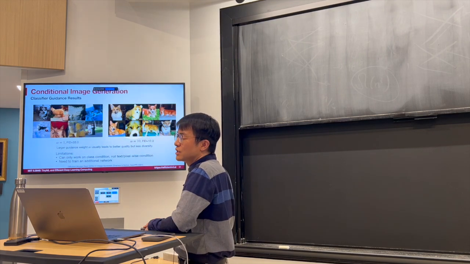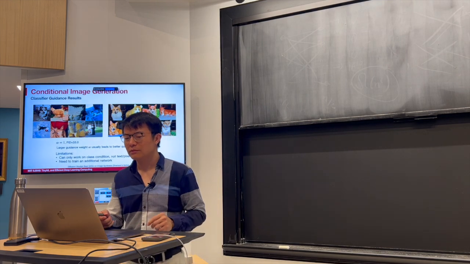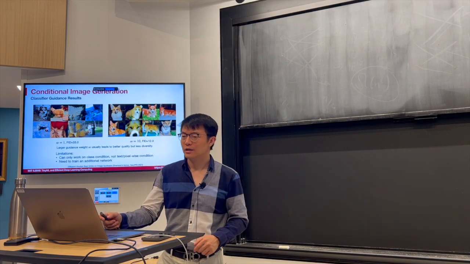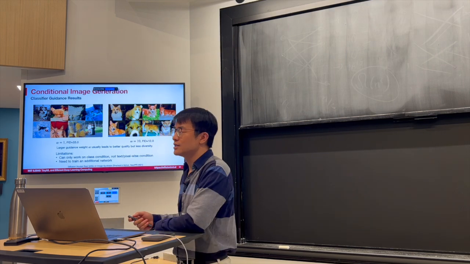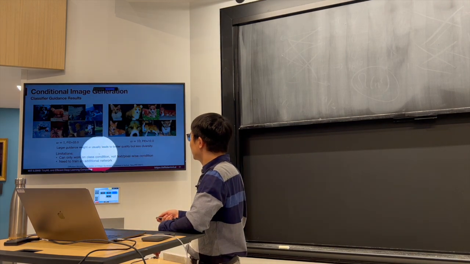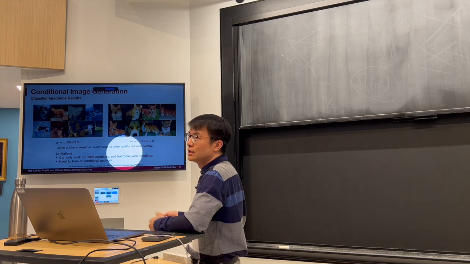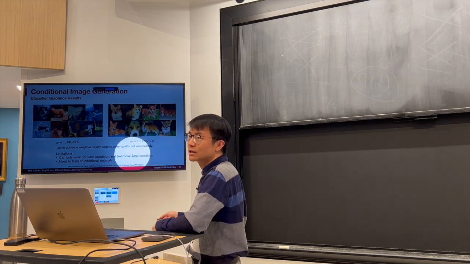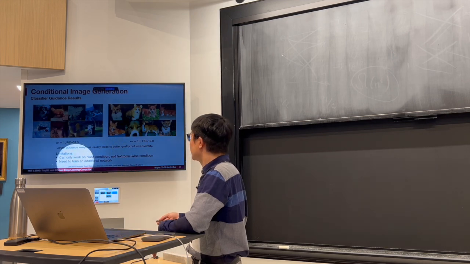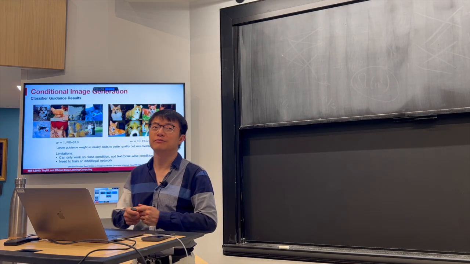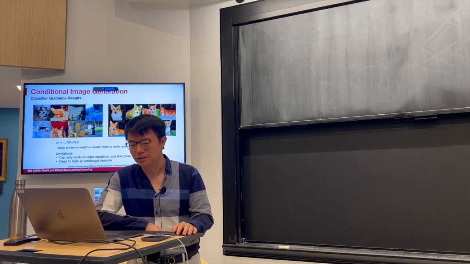But here diversity is much poorer. So what is the limitation here? By using such classifier guidance, we can only work on class condition. There is no text or pixel-wise condition, since we have to predict the classifier. And we need to train an additional network, which is a classifier network, which is cumbersome.